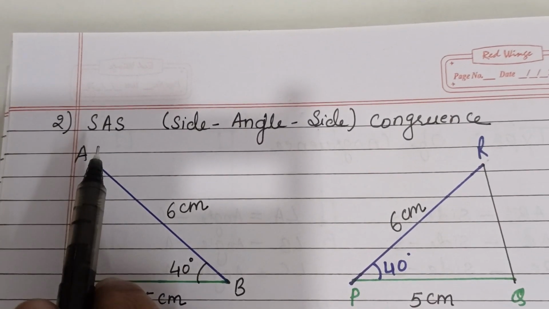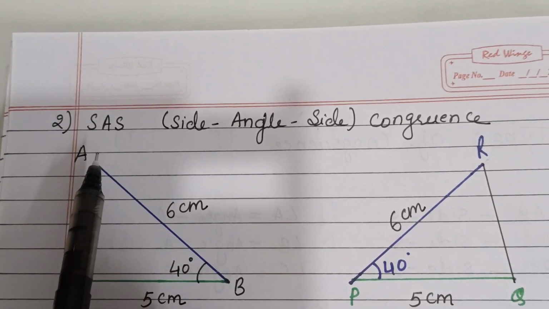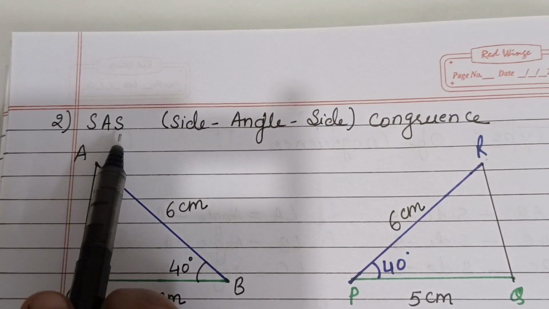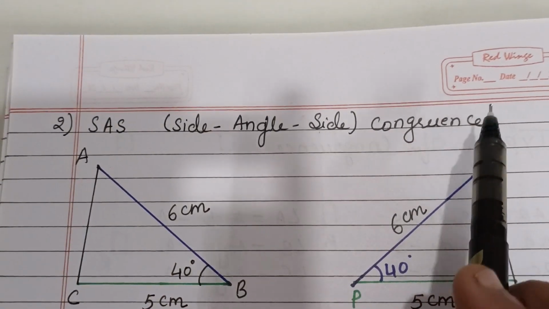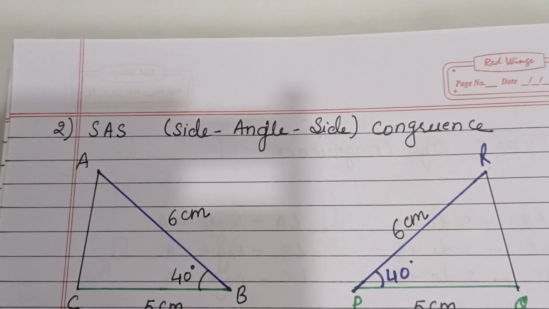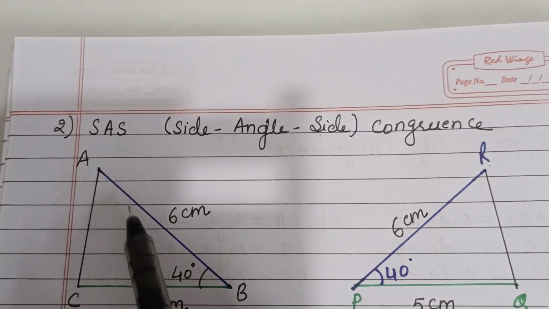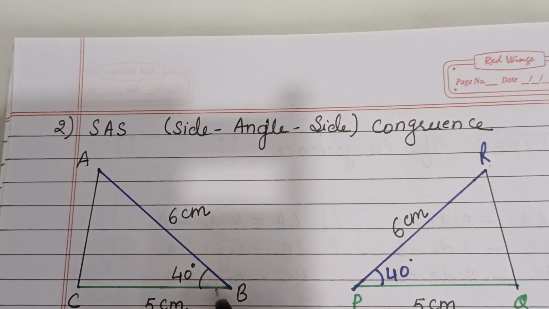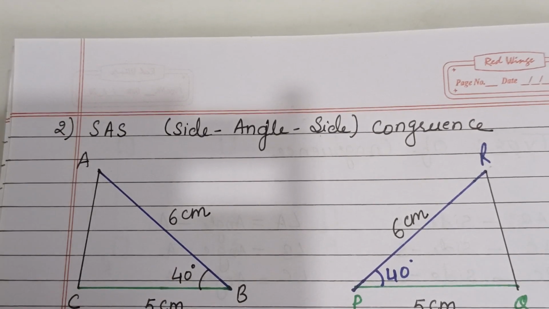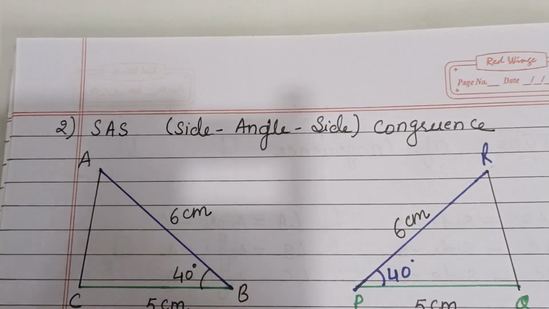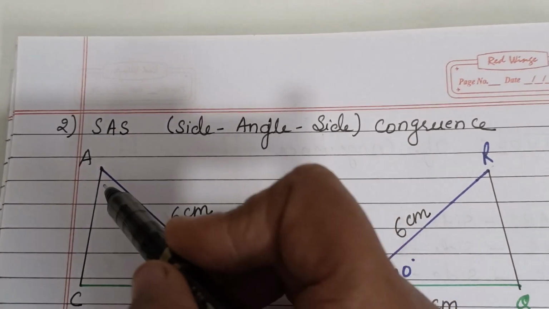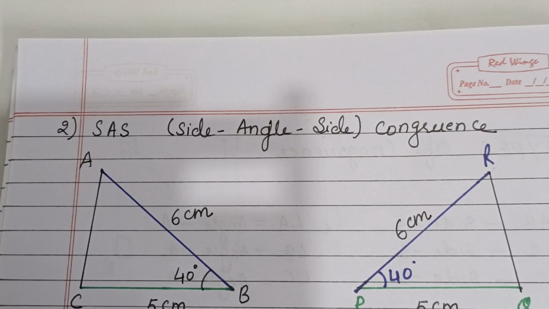Now we are going to talk about the second type of congruence, that is SAS, side angle side congruence. In this, what happens is that two sides of one triangle and the included angle between them are considered. What is the important thing? The angle we need to take must be included between those two sides.